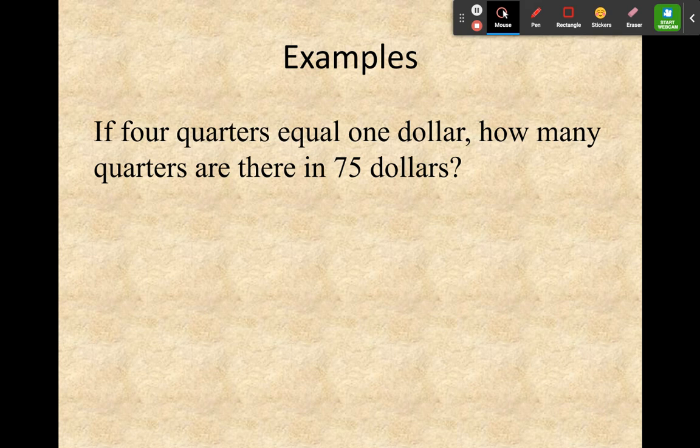So how many quarters equal $1? 4 quarters equal $1. So how many quarters are in $75? 300 quarters.